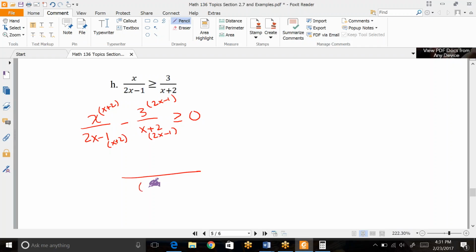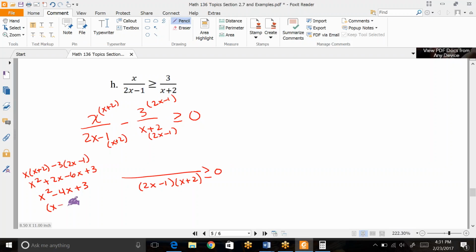So my denominator now is 2x minus 1 and x plus 2. For the numerator, x times x plus 2 minus 3 times 2x minus 1. That's x squared plus 2x minus 6x plus 3. I'm going to go ahead and work this out. That's x squared minus 4x plus 3, and that factors into x minus 3 and x minus 1. So I worked out that numerator piece over here.